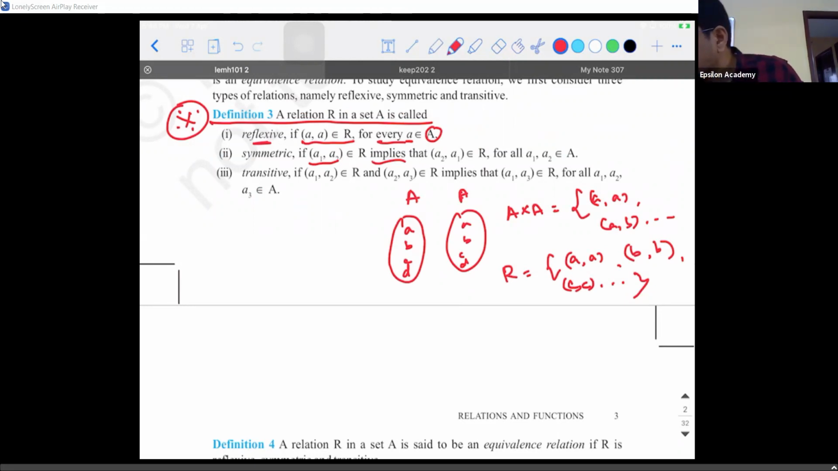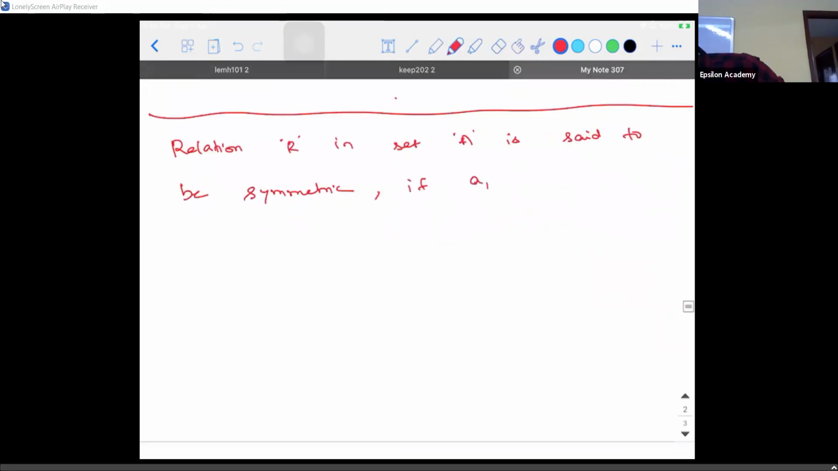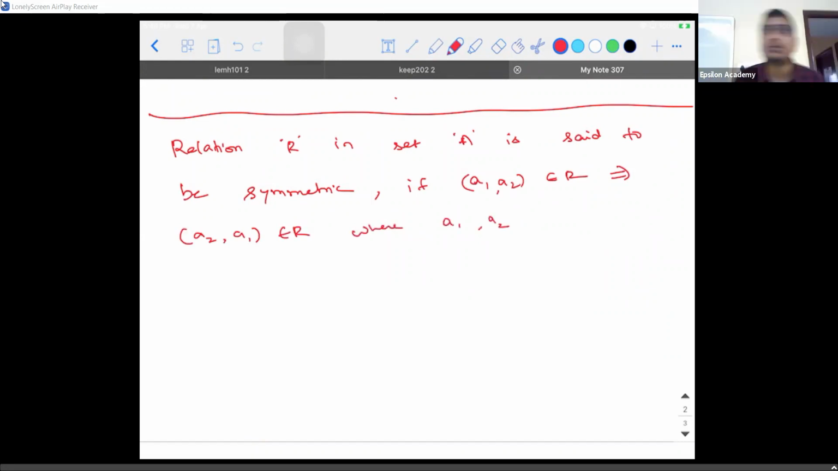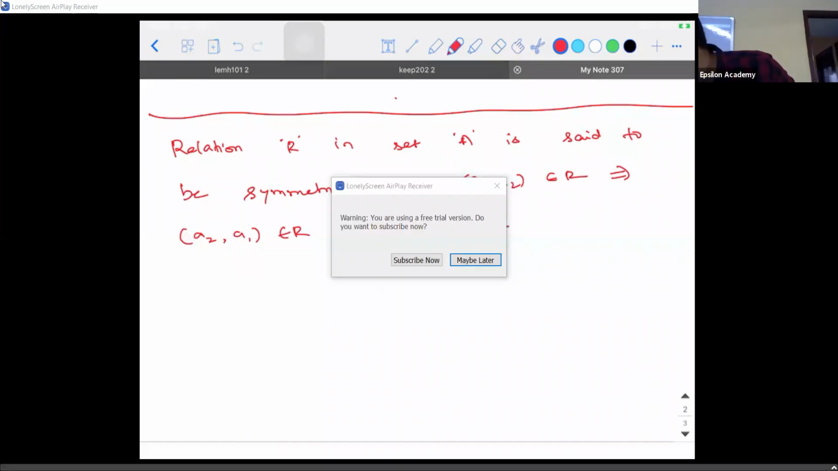Okay. If A1 comma A2 belongs to R, implies A2 comma A1 also belongs to R, where do these elements A1 comma A2 come from? They belong to the set. Clear? So here the difference is that it is a condition to be satisfied. In reflexive, if A1 comma A2 you are able to find an ordered pair in the relation R, then what is the other ordered pair you are supposed to find in the same relation for it to be called symmetric?